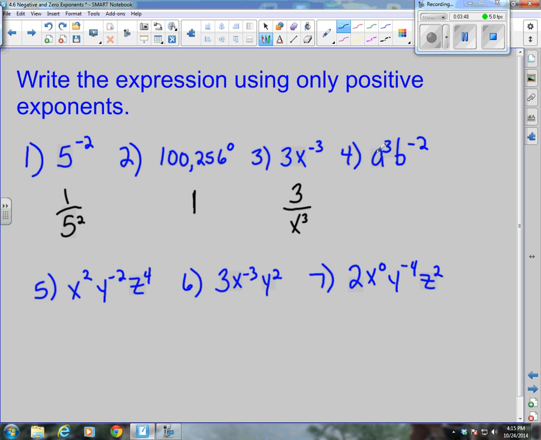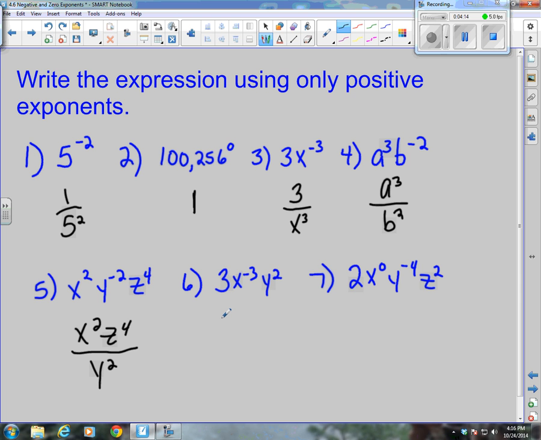Okay. Here, what's the problem? The b^-2 is the problem. a^3 is fine. Leave a^3 in the numerator. Move b to the denominator, and all of a sudden it becomes a positive exponent. That is a 2, by the way. Down here, I've got x^2, y^-2, z^4. What's fine? The x^2 and the z^4 are fine. I can leave those alone. They stay in the numerator. But the y^2 has to go to the denominator. Now it's a positive 2.